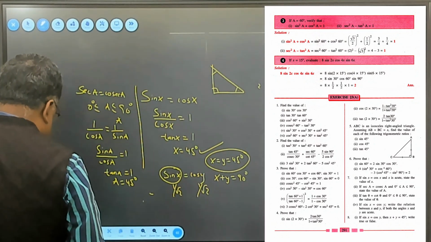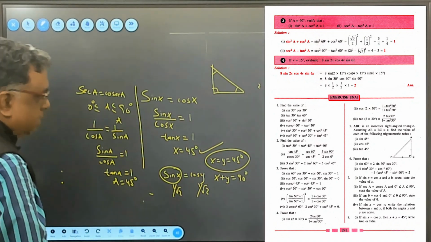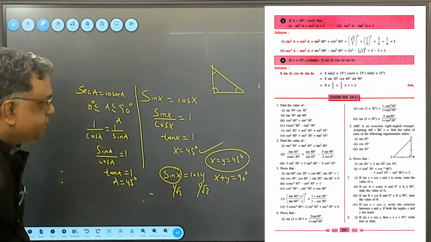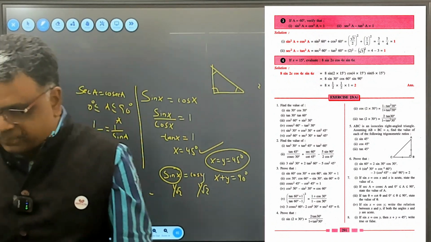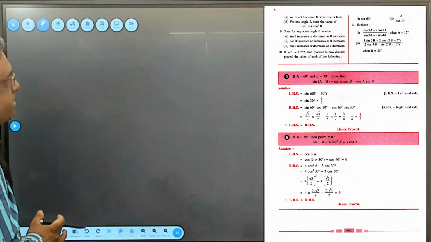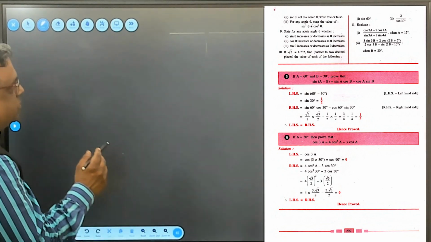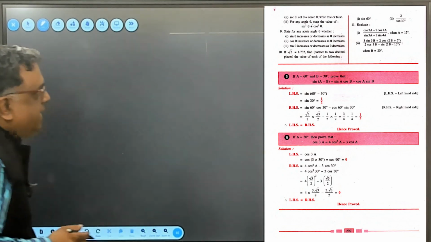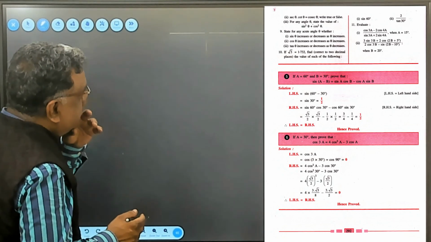Let's try to go next. I think this exercise is over. So let's try to do the 11th sum, or let's try to do the 9th sum. For any acute angle theta, you have to state whether sine theta increases or decreases as theta increases.